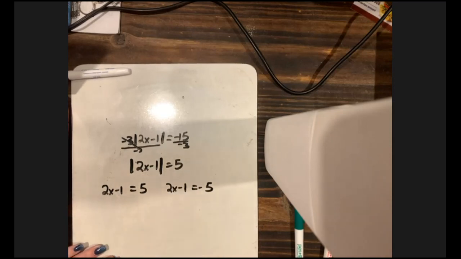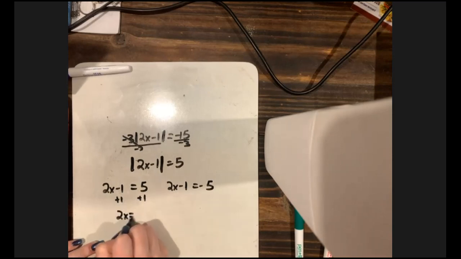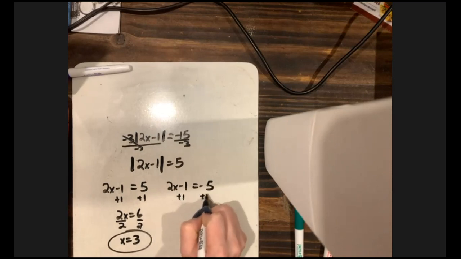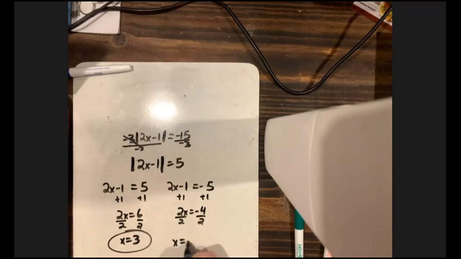this. Okay. So over here, I'm going to add 1. I'll divide by 2. So I've got x equals 3. There's one of my answers. Over here, I'm going to add 1. So that's 2x equals -4. We're going to divide by 2, and I get x is -2. And there is my other answer for that one.